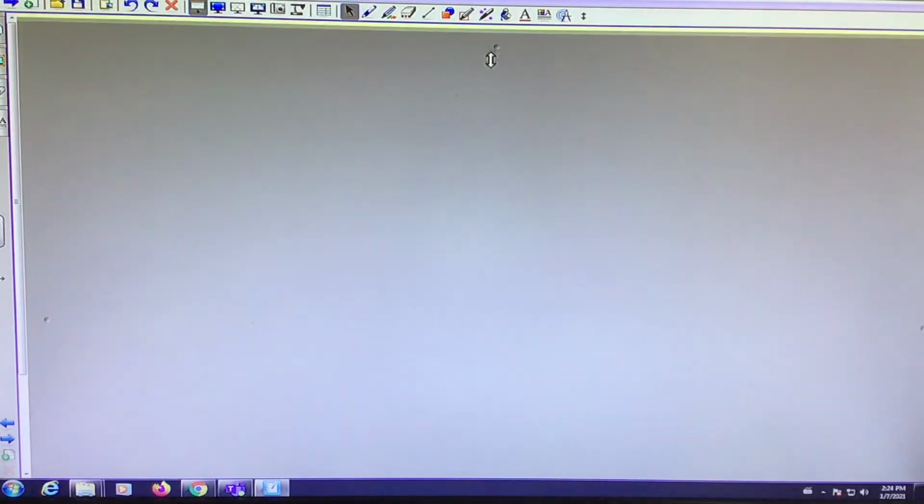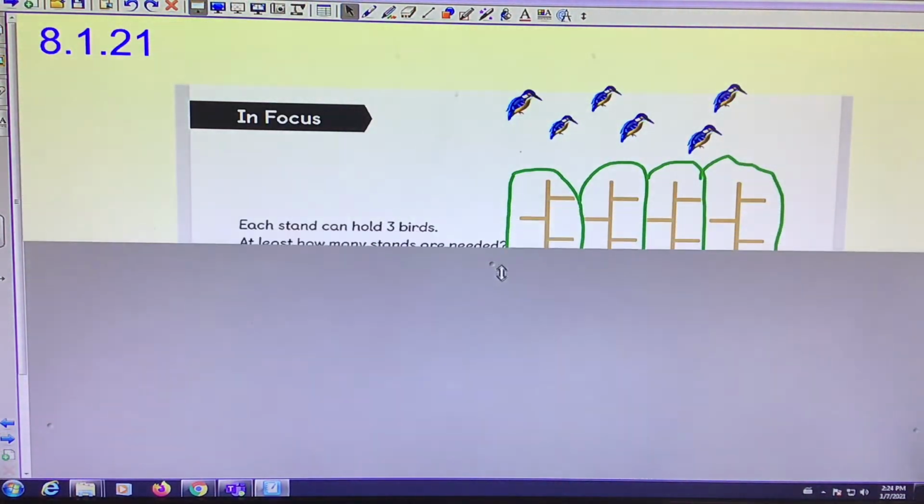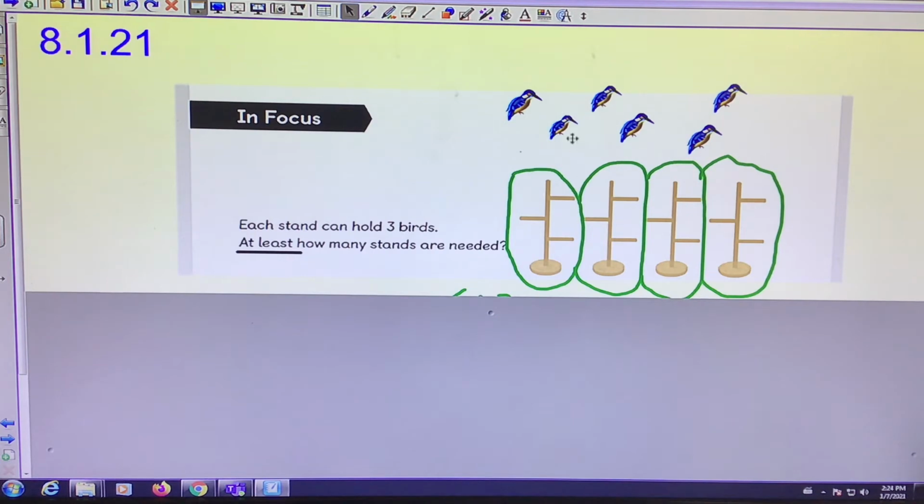Okay, welcome back everyone. Let's have a look at our problem again. Right, I've circled the stands because look, that is a group of 3. This is a group of 3, and this is a group of 3, and this is a group of 3. And what we need to do now is put our birds into groups of 3. I'm going to find out how many stands we shall need. So here you go. Well, there's one group of 3. Let's put them on the stand. We've got a group of 3 over here. Let's put them on one of our stands.